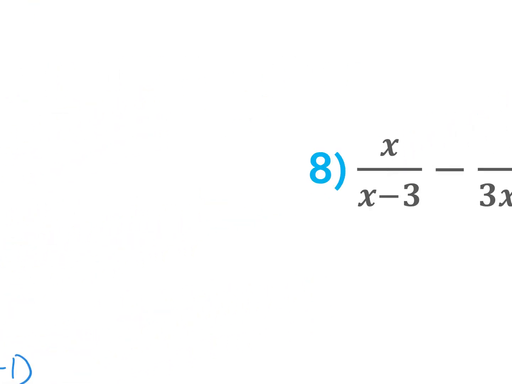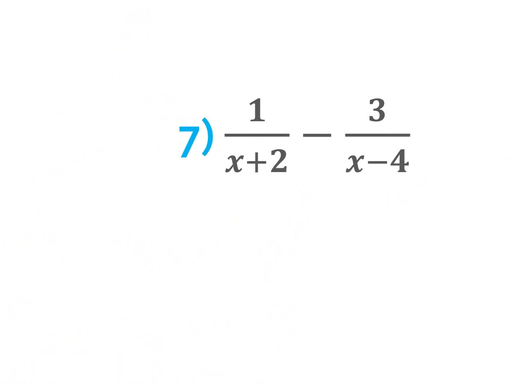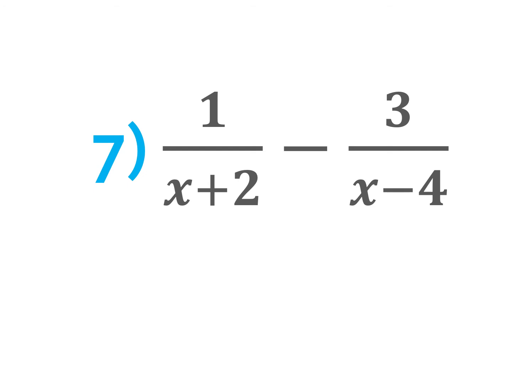Number 7. Again, we're not adding or subtracting to make a common denominator. We're always multiplying. And if you have two separate binomials here, then that denominator is going to be both of them. So my common denominator here is going to be x plus 2 times x minus 4.